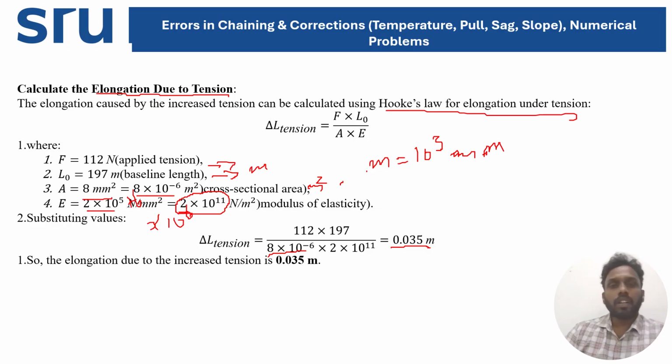So the elongation due to the increased tension is calculated accordingly, which is 0.035 meter. This is a positive error. This is the elongation because your standardized pull is 97, and here your pull is 112 Newton. So accordingly, you have to use this for your calculations.